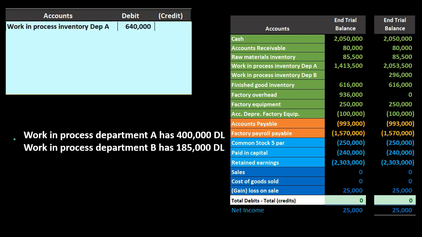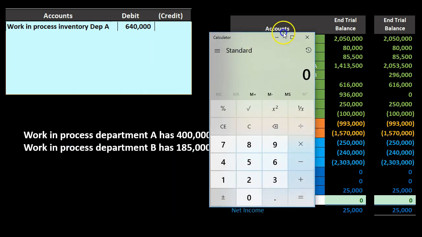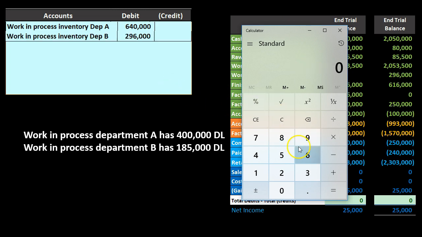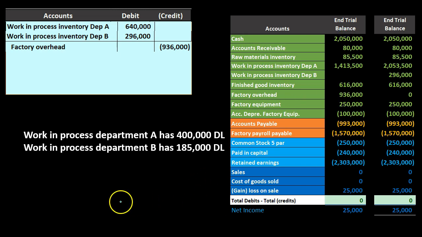So that would mean that Department A is going to have 640,000, because we're going to take our 400,000 times 1.6, and that's going to be 640,000. And then Department B is going to be 185,000 times 1.6, and that's going to be the 296,000. Adding those two up, 640,000 plus 296,000, the 936,000 is what's going to come out of the factory overhead.